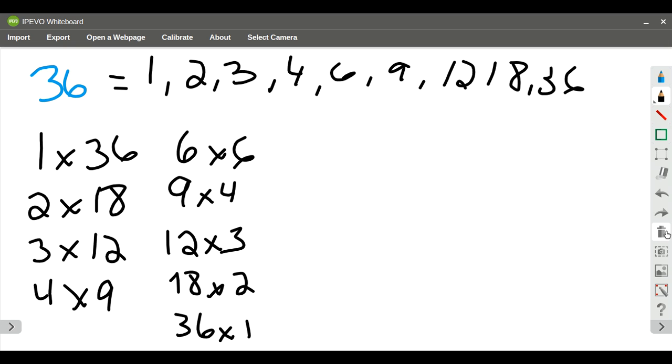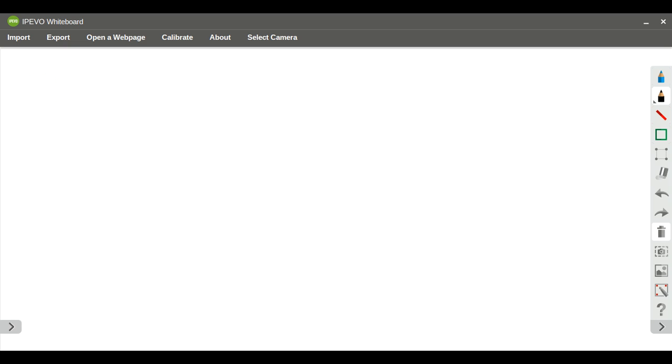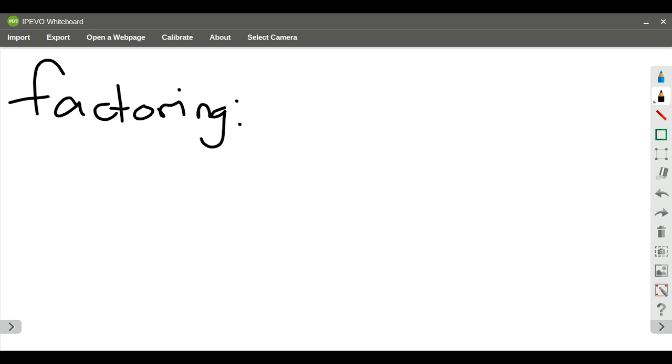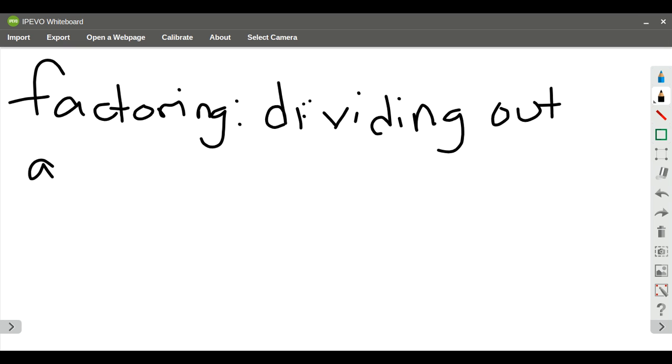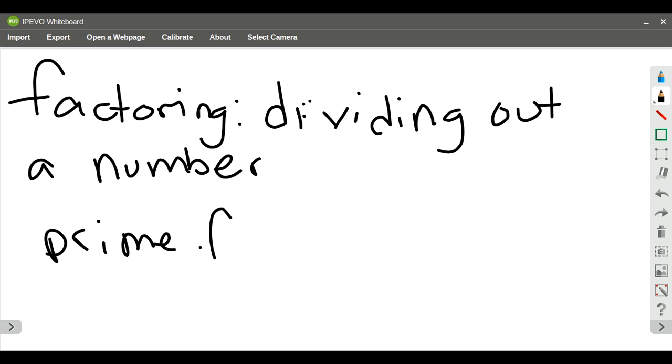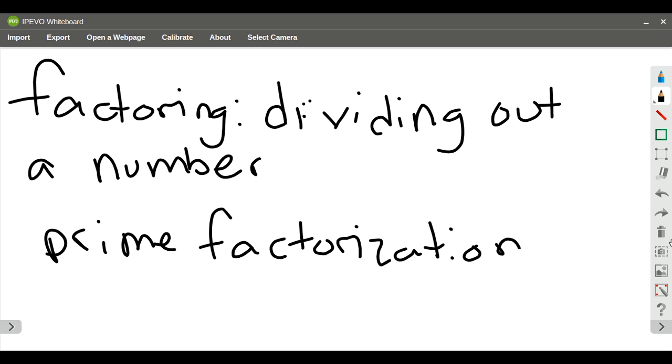When we talk about factoring, factoring is when I am dividing out a number. Prime factorization is where you factor using only prime numbers, so you get the number broken down into prime numbers. We talked in yesterday's lesson about how prime numbers only have two factors, 1 and itself.